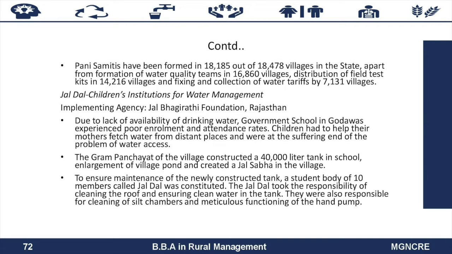Now we will discuss Jal Dal, Children Institutions for Water Management, and the implementing agency for this was Jal Bhagirathi Foundation, Rajasthan. Let us discuss this. Due to lack of availability of drinking water, government schools in Godawas experienced poor enrollment and attendance rates. Children had to help their mothers fetch water from distant places and were at the suffering end of the problem of water access.